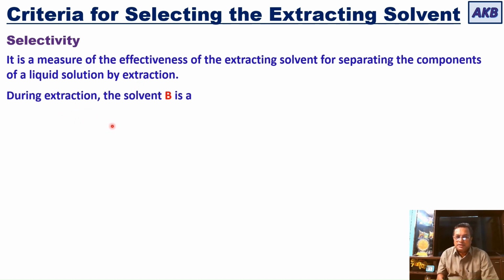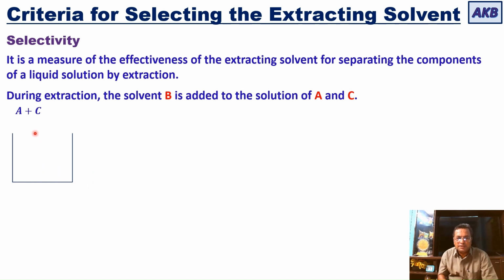During extraction, we have denoted the solvent by B. So the solvent B is added to the solution of A and C, which is the feed solution, and this solvent will extract the solute from the solution of A and C. A is the carrier solvent and C is the solute that is to be extracted. So the task is to extract C from its solution with A by using solvent B.